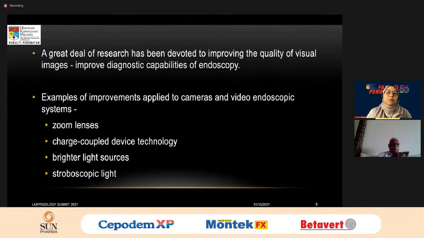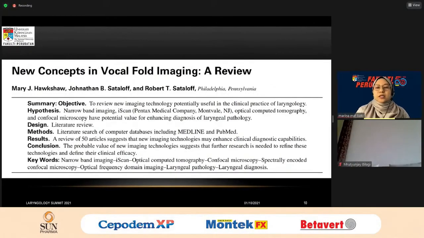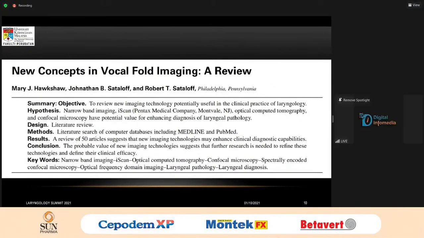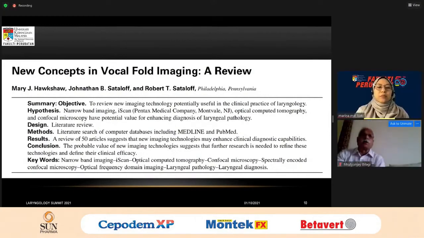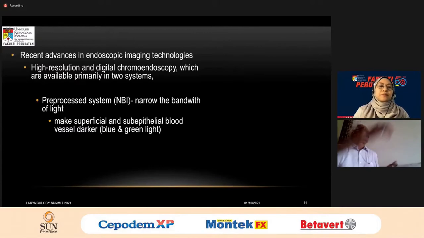One of the improvements that has been made is enhanced laryngeal imaging and the inclusion of the stroboscopic light. This enhanced vocal fold imaging is a new concept, which potentially may enhance the diagnosis of laryngeal pathology. In the market now, what is widely used is narrowband imaging and eye scan. There are other brands like SPICE, autofluorescence, and so on.